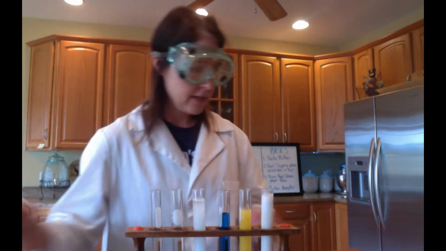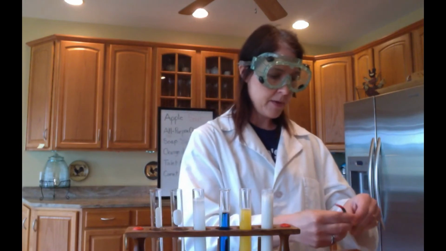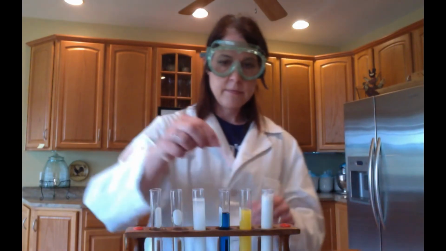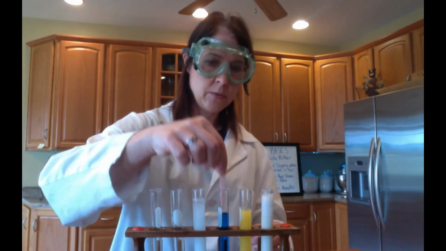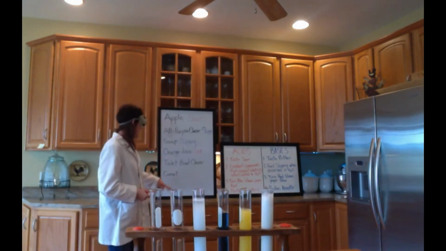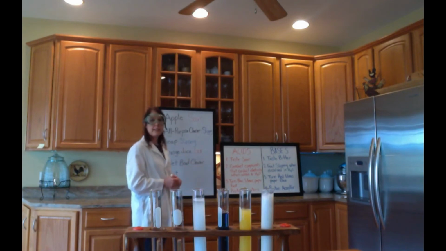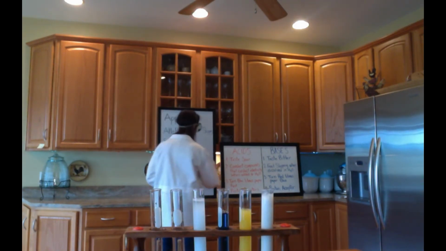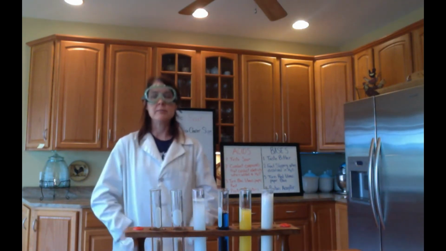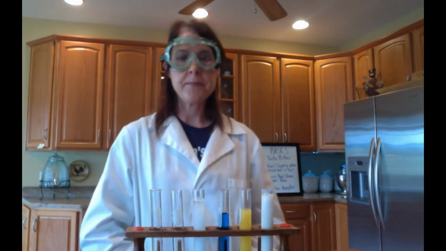Let's go ahead and just confirm with red litmus paper. Red litmus paper in acid is going to be red, and we see no color change there. So our toilet bowl cleaner is definitely an acid because it turns blue litmus paper red.